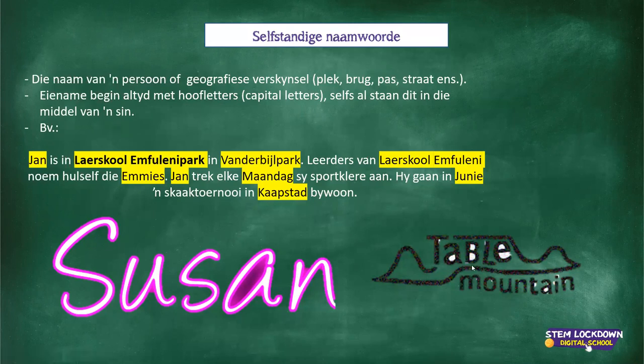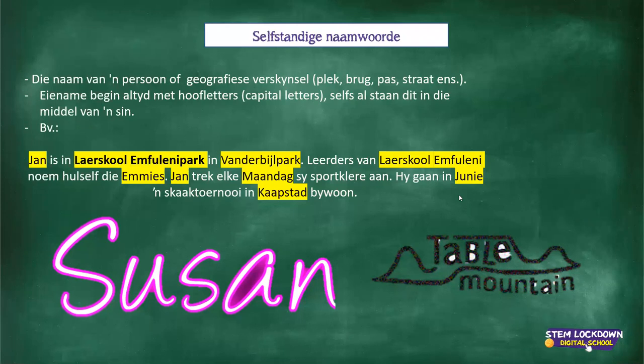And my examples here, you'll see here, I've written here, table mountain, which is a place, and you see there it's capital letters. Susan is a name, so it's in a capital letter.